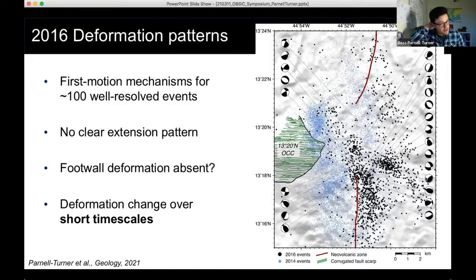If you remember, I showed you we had this clear pattern of normal faulting in the east and reverse or mixed mode deformation in the west. And we just don't see that in 2016. We see a much more heterogeneous pattern of deformation. And so what that tells us is that whatever's going on here must be changing over relatively short timescales. And by short, I mean over the course of a couple of years.